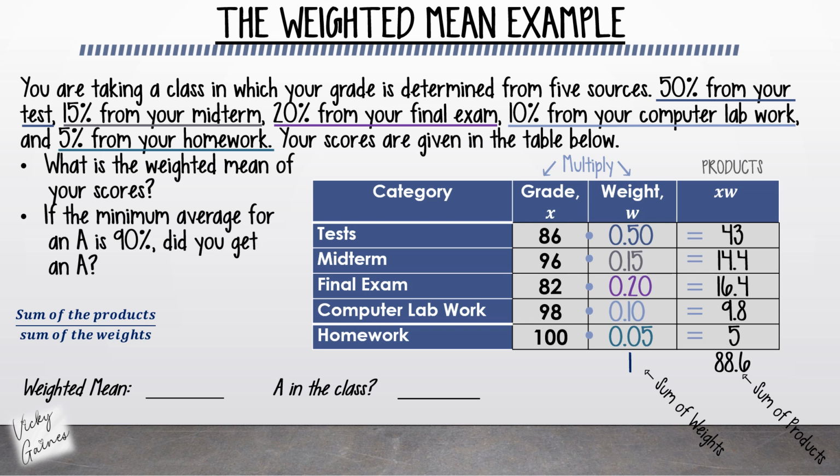So let's put our values in. 88.6 over 1, 88.6%. There's our weighted mean. That's the average for the class. So did you get an A? No, you didn't quite get the 90%.